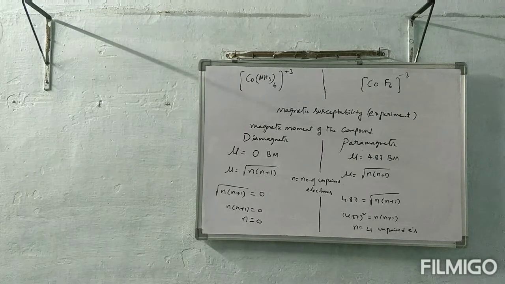I hope you are clear now. The first compound is diamagnetic in nature, the second compound is paramagnetic with 4 unpaired electrons. This is experimental data. That experimental procedure is magnetic susceptibility, by which we can find the magnetic moment of the compound. So the first compound has magnetic moment mu equal to 0, and the second compound has magnetic moment mu equal to 4.87. This is the complete information regarding the first two examples, which are examples of octahedral structure, with coordination number 6. Now let us see the next examples, with coordination number 4.